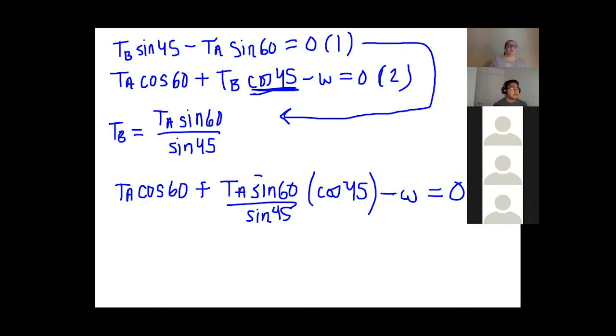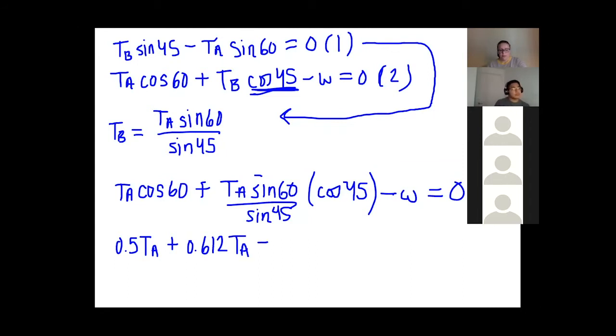Yes, so there are two different ways you could look at this. You can either simplify it geometrically and say that I know what cosine over sine is equal to. Another way is that at a certain point, you can also solve for the values. So for instance, in this problem, I could say that cosine of 60 is 0.5, because it is. So 0.5 TA plus, if I multiply sine of 60 times cosine of 45 and divide by sine of 45, I get a value of 0.612 TA.